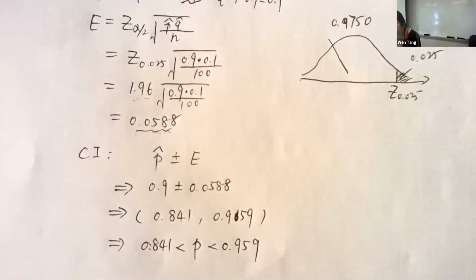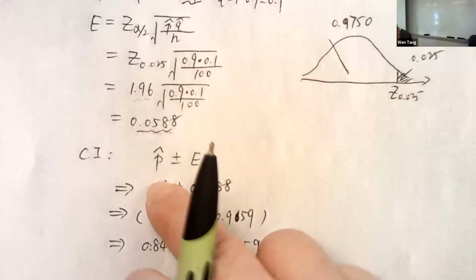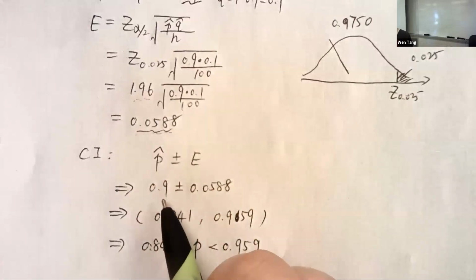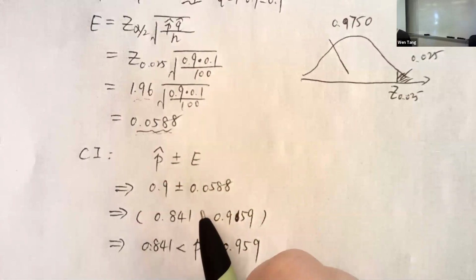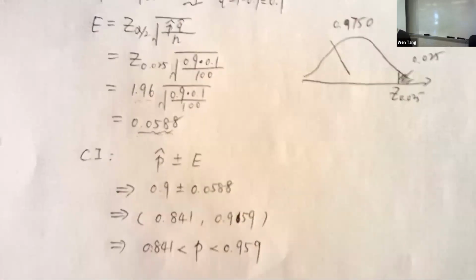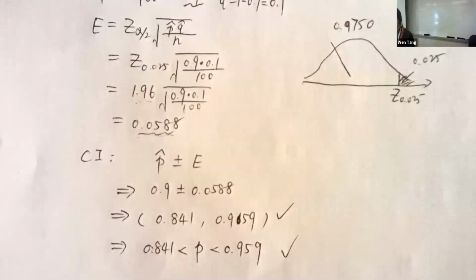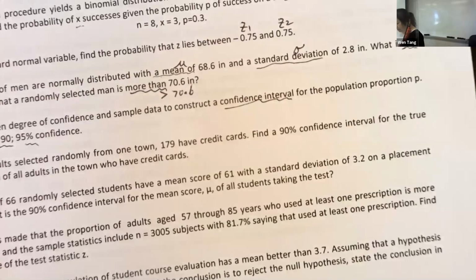Okay, you have the point estimate, you have the margin of error. So next step, we're going to write our confidence interval in the correct formula. Point estimate plus minus margin of error. So here, 0.9 plus minus 0.0588. Keep 3 significant digits. So our confidence interval will be this one, or this one. Okay, that's for number 11.